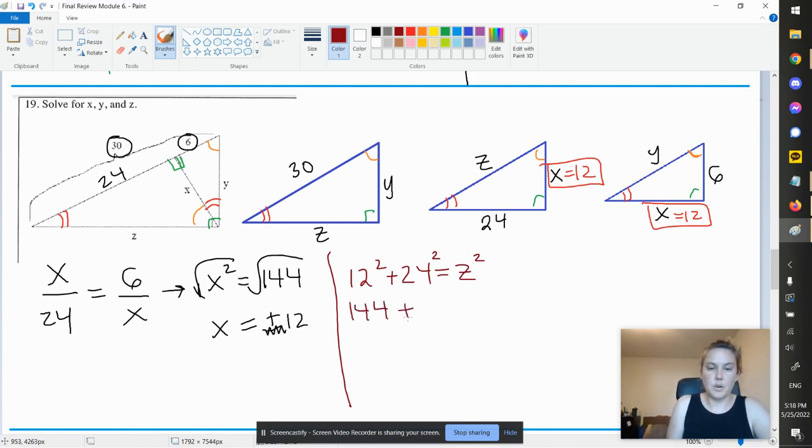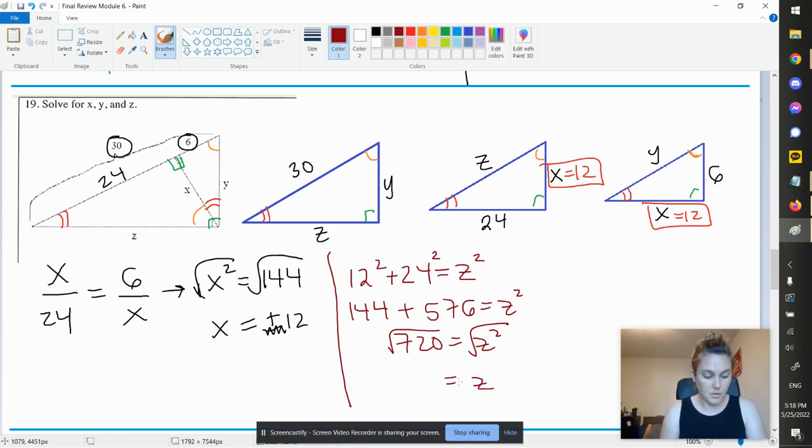12 squared is 144. 24 squared, I feel like I should know this. It's 576. That's z squared. I'm going to add those together and get 720. And then I will square root it again, only using the positive square root because we're doing distances. Distances aren't negative. So the square root of 720 is 26.8. Cool.